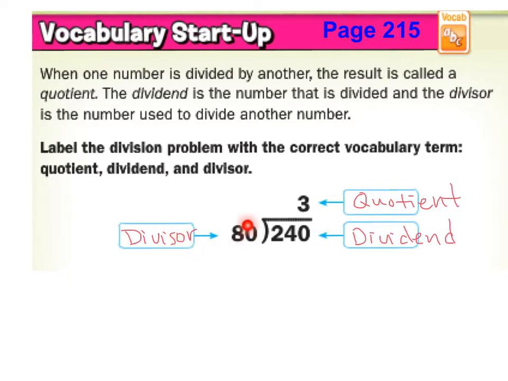The divisor is number 80. It's out in front and it's going to do the dividing into the dividend, 240. And when we do the division, our answer is the quotient.